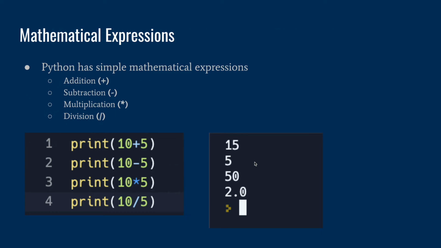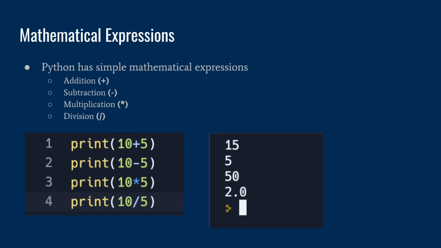So mathematical expressions. Python has many simple mathematical expressions, which are the main ones for addition, subtraction, multiplication, and division that it can perform. And as we can see here, it prints 10 plus 5, 10 minus 5, 10 times 5, and 10 divided by 5.